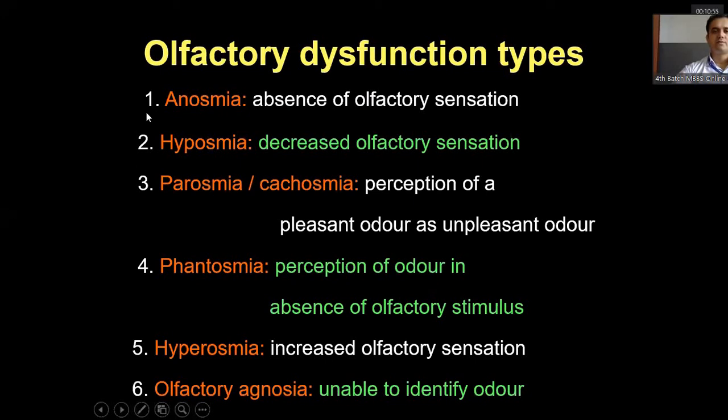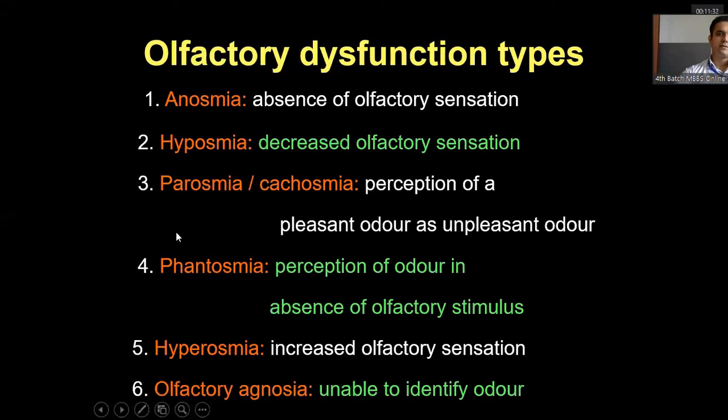So there are different types of olfactory dysfunction, and we need to know the definitions. Anosmia means absence of olfactory sensation. Hyposmia means decreased olfactory sensation. Parosmia or cacosmia is the perception of a pleasant odor as an unpleasant odor. Phantosmia is the perception of odor in the absence of an olfactory stimulus. Hyperosmia is increased olfactory sensation, and olfactory agnosia is the inability to identify an odor. So these are not difficult.